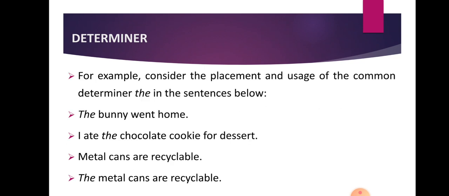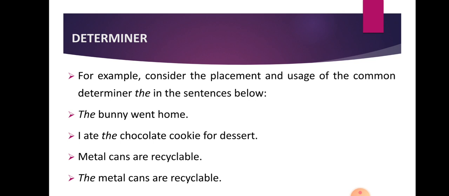Look at these examples. What is the first example? The bunny went home. Here, we are going to learn how to consider the placement and usage of the common determiner. What is a common determiner? We are going to see here, the. Okay, that is a common determiner, right? In articles, we have learned the is the common determiner which is used in order to specify something particularly, right? Here, I am using the word the: the bunny went home.